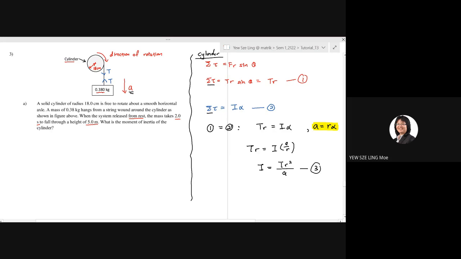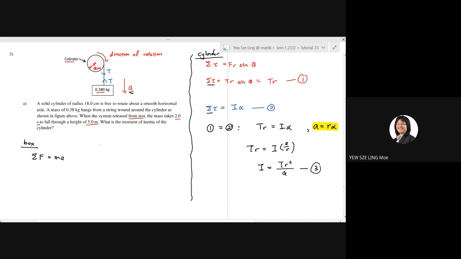And now let's look at the equations for the box. So for the box, what can we do? If you look at this diagram, my box is dropping with an acceleration. So summation F equals MA.